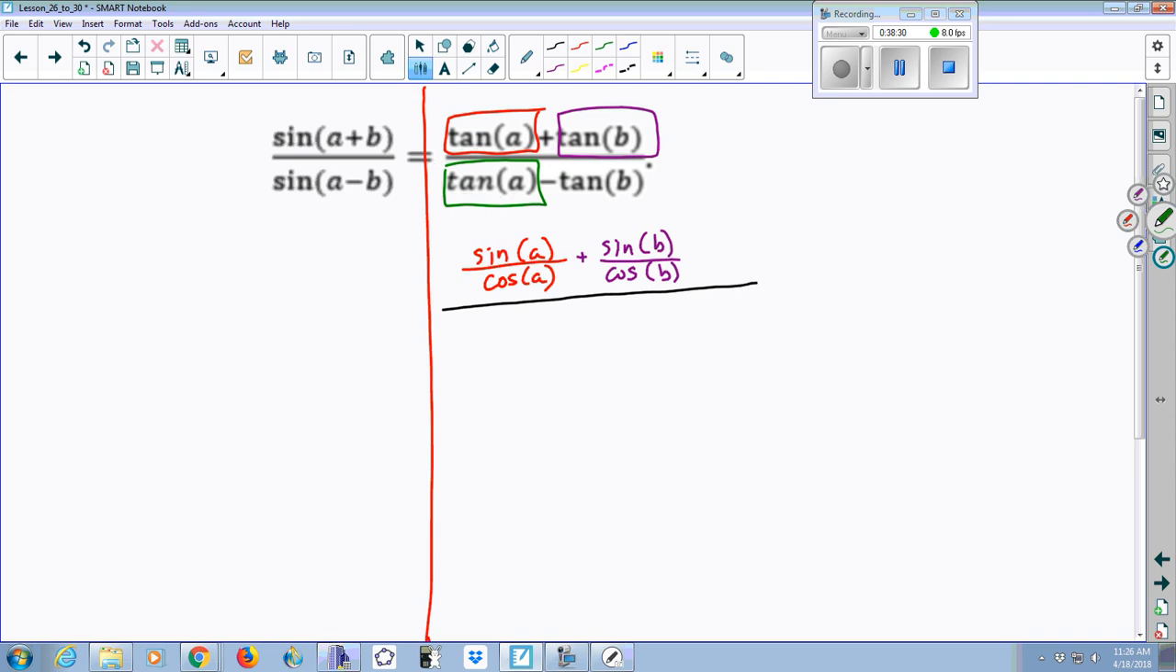So sine of A over cosine of A. Then I have a subtraction. And then, am I running out of colors? No, I still have blue. Sine of B over cosine of B. Okay. Is that fine with everybody so far? Anything that you have any questions on?